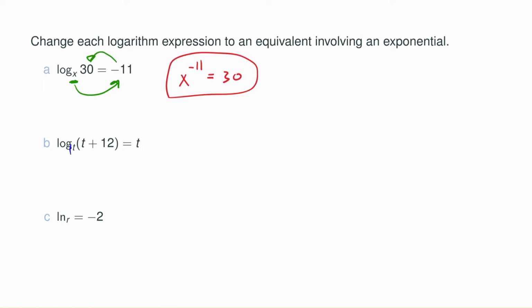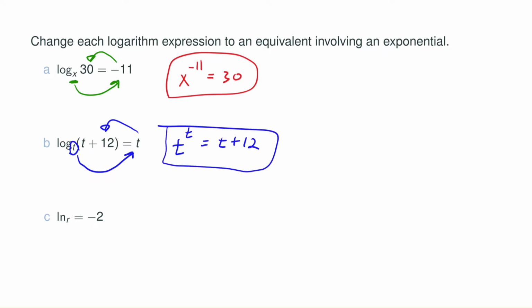This one, t raised to the t power gives me t plus 12. This one's ln of r. Now ln is the natural log, which is the same thing as log base e. e is the base, so that's implied. When you see ln, it's the same thing as log base e of r equals negative 2. So this is saying that e raised to negative 2 gives us r. e raised to the negative 2 power gives us r.